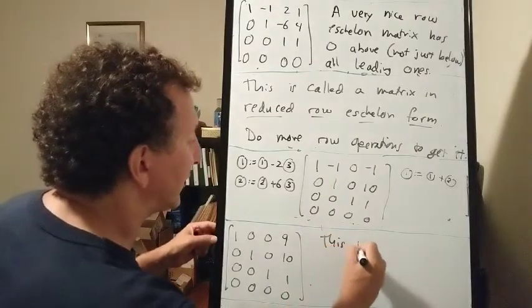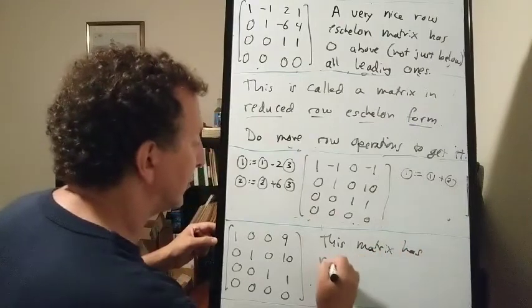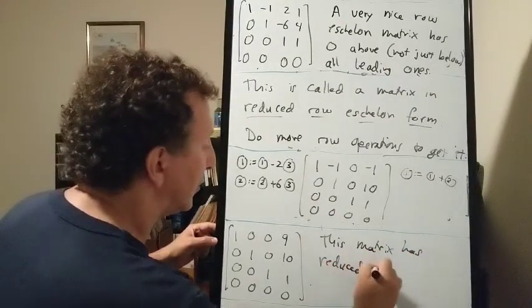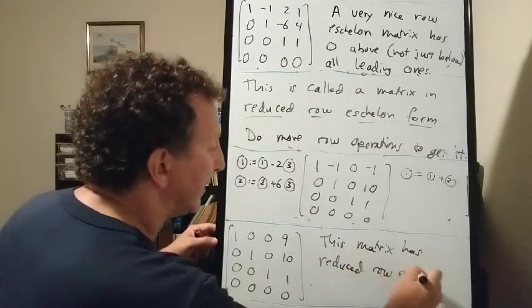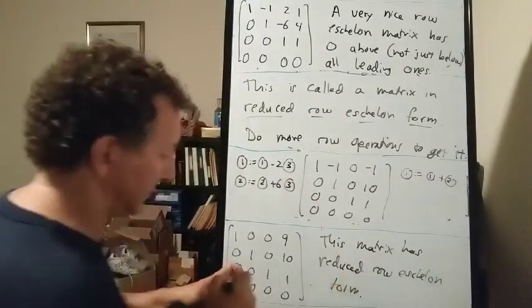And this matrix has reduced row echelon form.